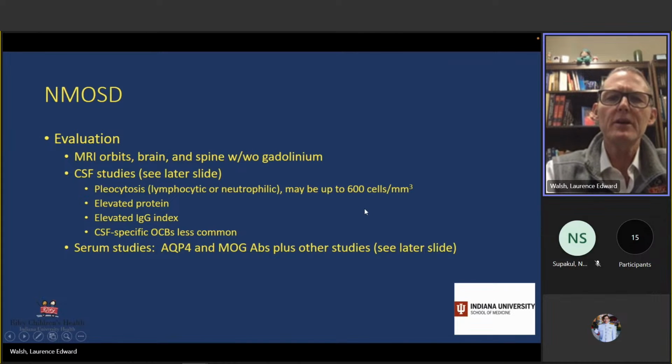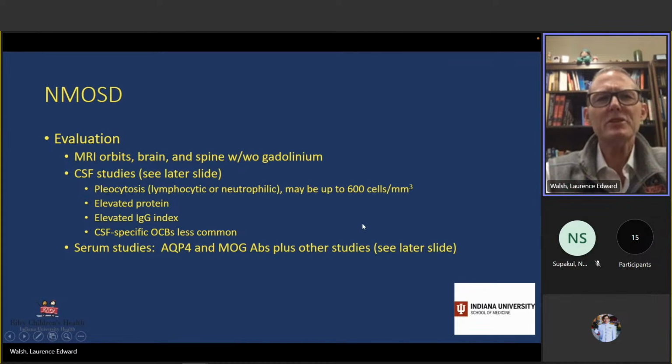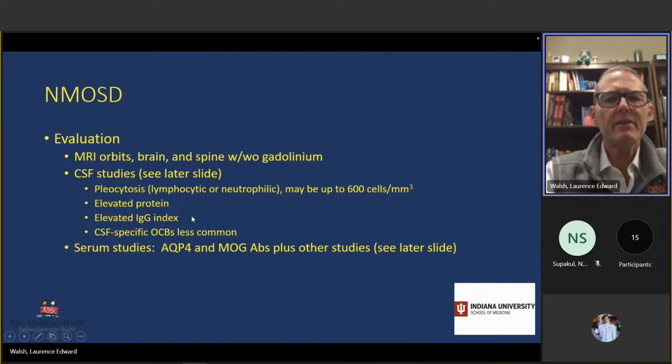When you get up to this number, we start thinking we probably should cover this child for things until we sort this out. What's going on? That's a lot of cells. Elevated protein, may have elevated IgG index, which confuses things sometimes when you're looking at MS, although thankfully OCBs are less common. And then we do the serum studies.